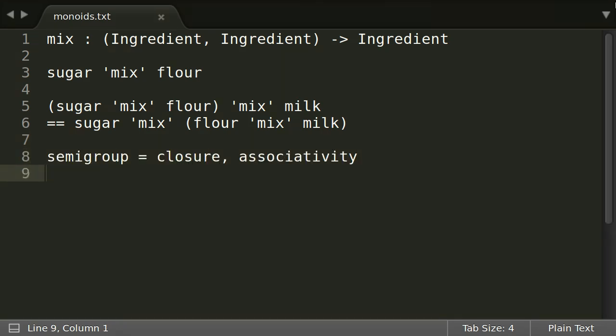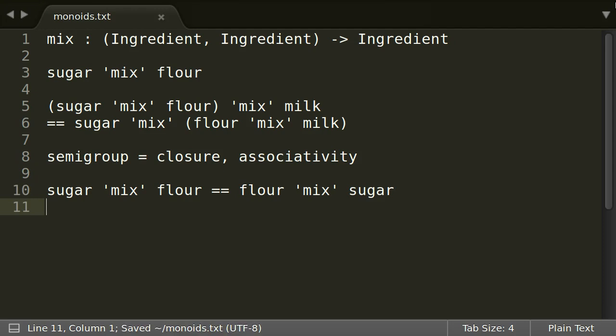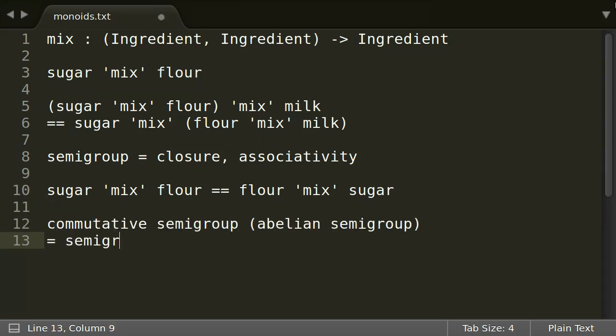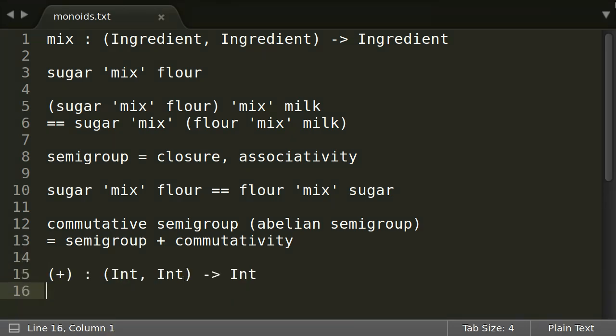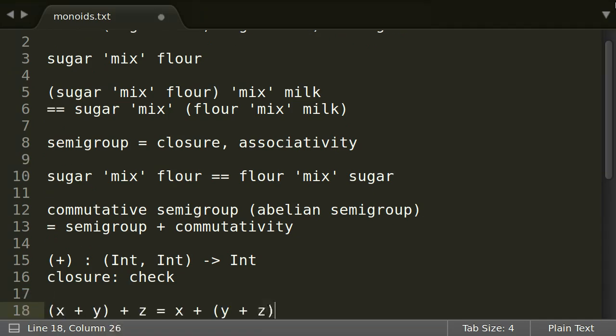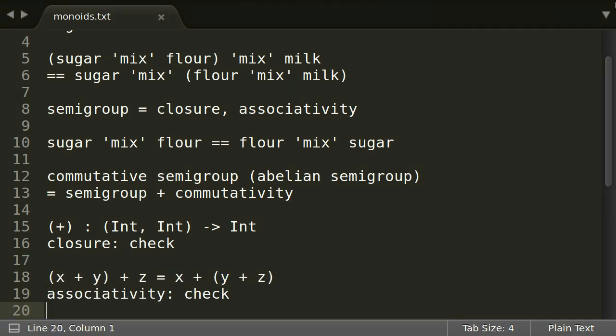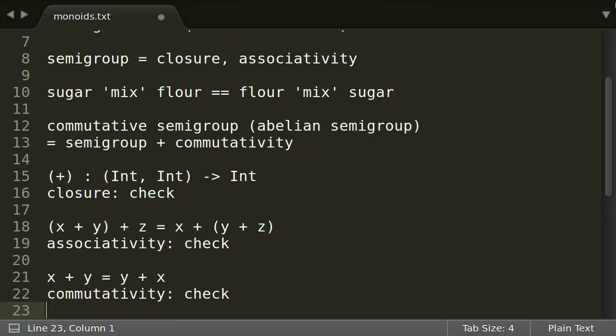Do we also have commutativity here? Yes, because sugar mixed with flour is the same as flour mixed with sugar. And such a thing is called a commutative semigroup or abelian semigroup. What else can we think of that could be a commutative semigroup? Let's check natural numbers with addition. Closure, check. Associativity, check. Commutativity, check. So, numbers under addition form a commutative semigroup.